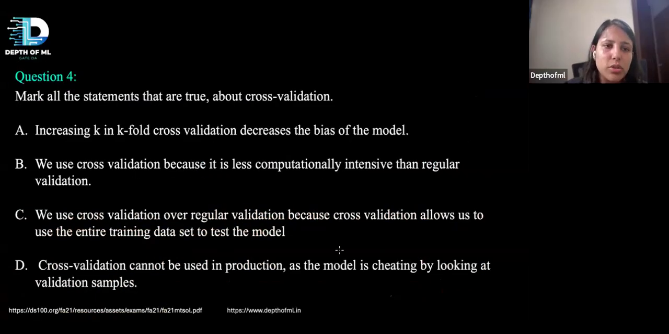Now let's do the fourth question. Okay, so this is also an MSQ. So you have to mark all the statements which are true about cross-validation. Okay. So increasing K in K-fold cross-validation decreases the bias of the model.